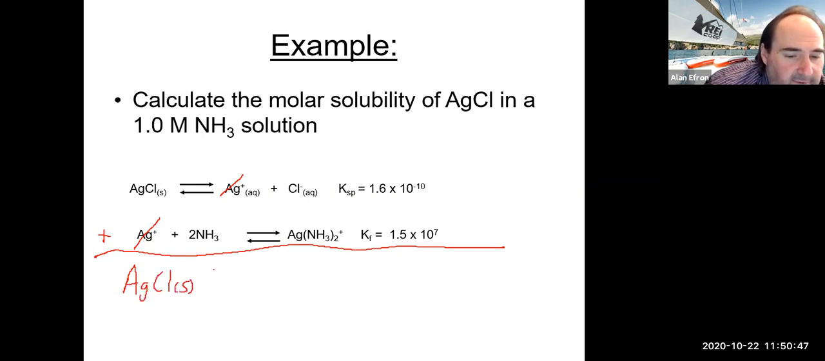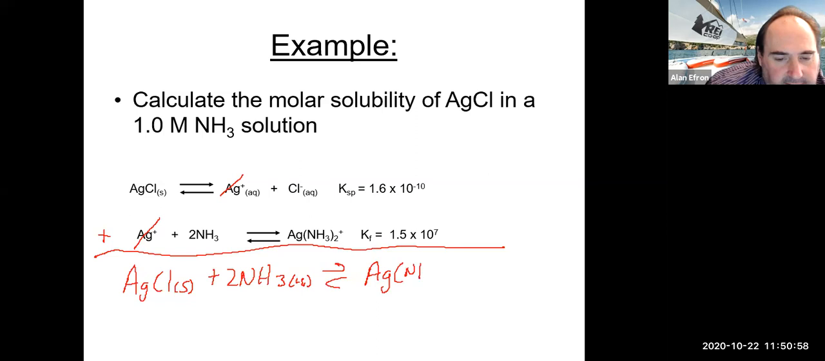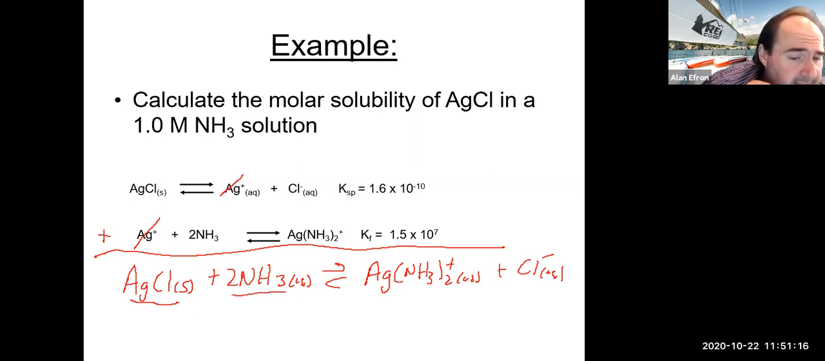And we actually get what the question is asking. If we take some silver chloride and react it with some ammonia, what will be its solubility? It will look something like this. This is basically the overall reaction that's taking place. We're taking our silver chloride, which is a solid, adding some ammonia to it and seeing what happens. Because we added both of these reactions together, we want a K value for this overall reaction.